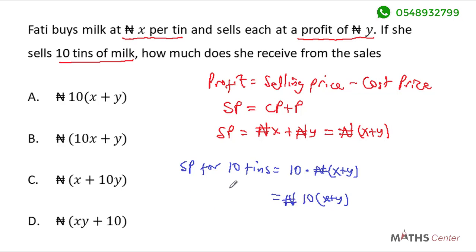So this means that the selling price for the 10 tins of milk is 10 into bracket X plus Y naira. When we look through the options we have here, the correct answer is option A. The amount of money she received from the sales for the 10 tins of milk is 10 into bracket X plus Y naira.